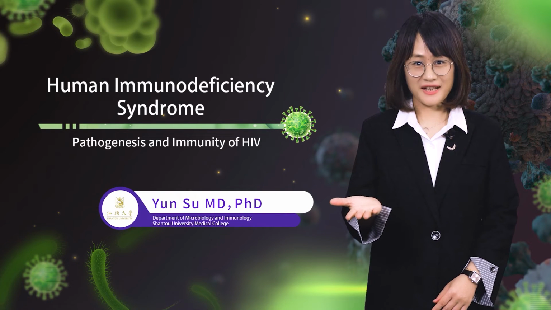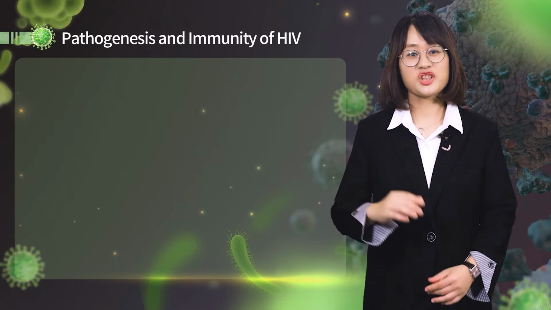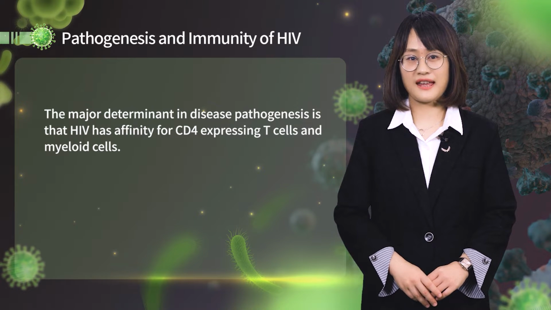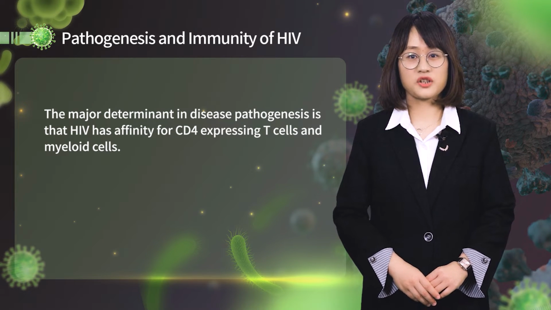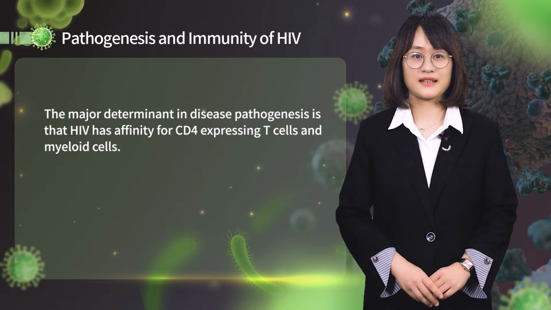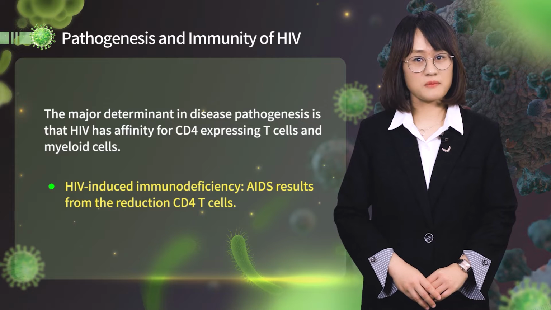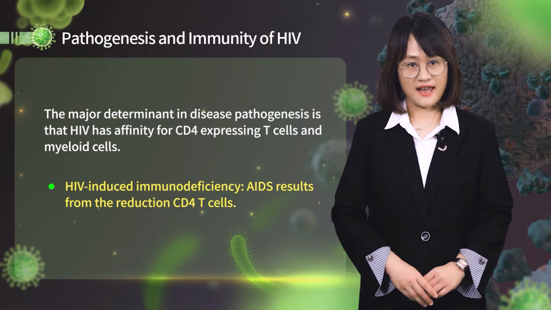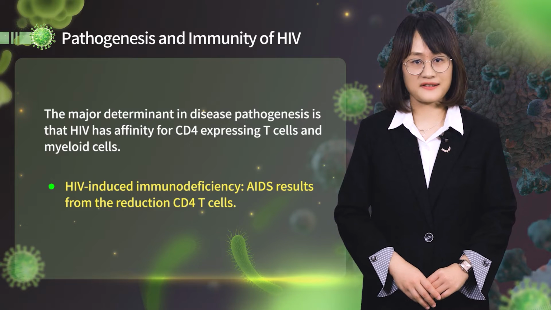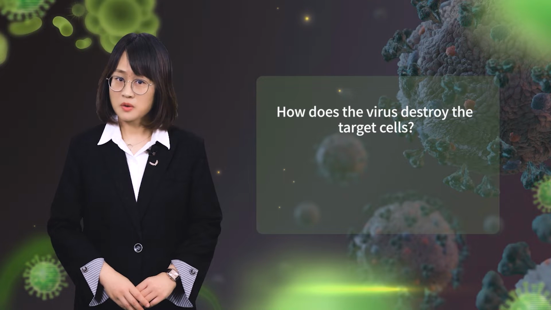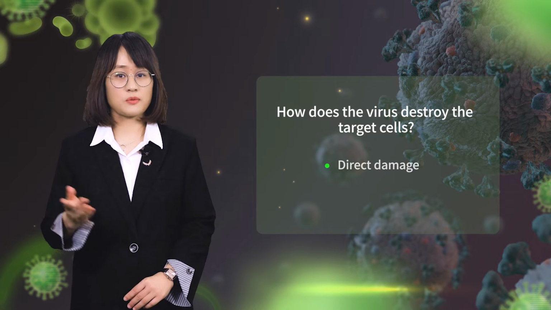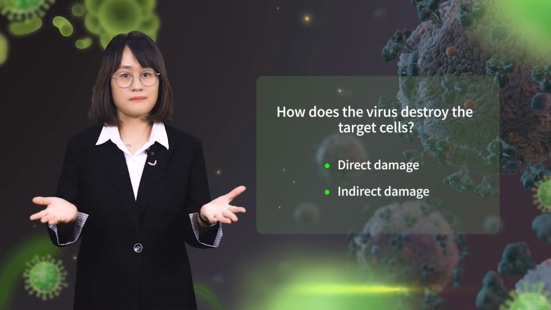As we recall in the last section, HIV has affinity for CD4 expressing T cells and myeloid cells, which is the major determinant in disease pathogenesis. HIV-induced immunodeficiency, AIDS, results from the great reduction of CD4 T cells. How does the virus destroy the target cells? There are direct and indirect mechanisms.